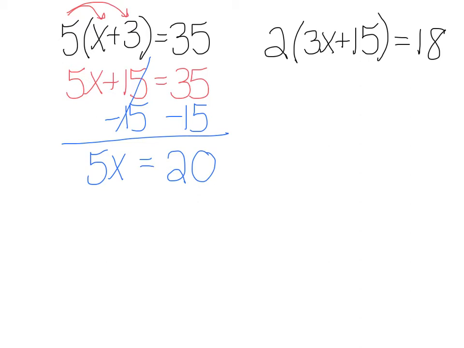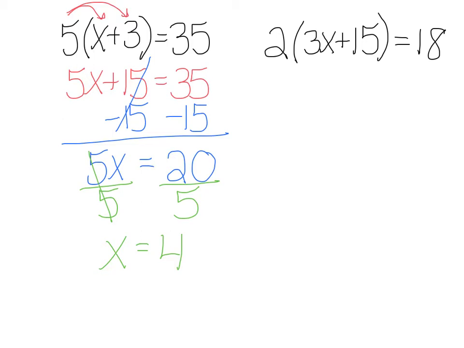Now I have a one-step equation that involves multiplication. The opposite of multiplication is division. So I'm going to divide by 5 on one side. What I do on one side, I do on the other. So this cancels out. We're left with x, and 20 divided by 5 is 4.